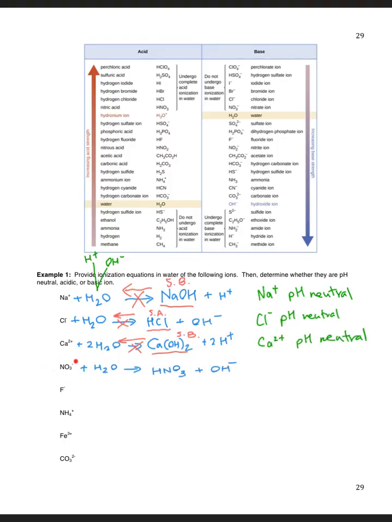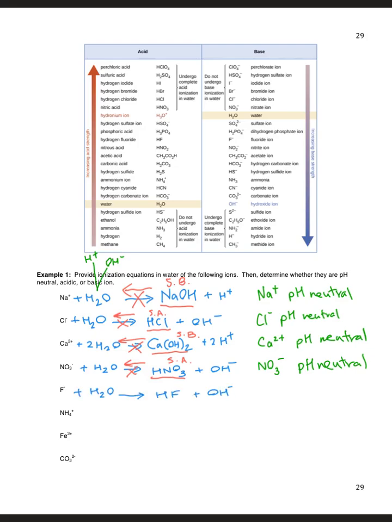For the nitrate ion, when it reacts with water, it will produce nitric acid because it's going to accept a proton from water, and another product would be hydroxide ions. Again, nitric acid is one of the 6 strong acids, so nitric acid will completely dissociate into nitrate. Therefore, the forward direction will not happen. In this case, nitrate and water will stay as they are. Therefore, nitrate ion would be pH neutral.